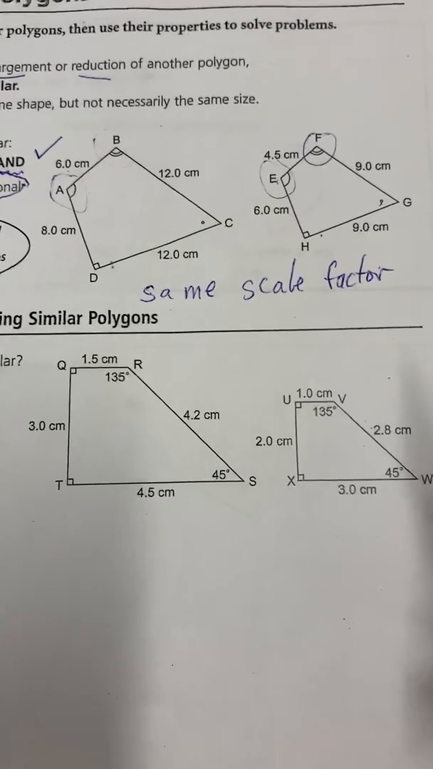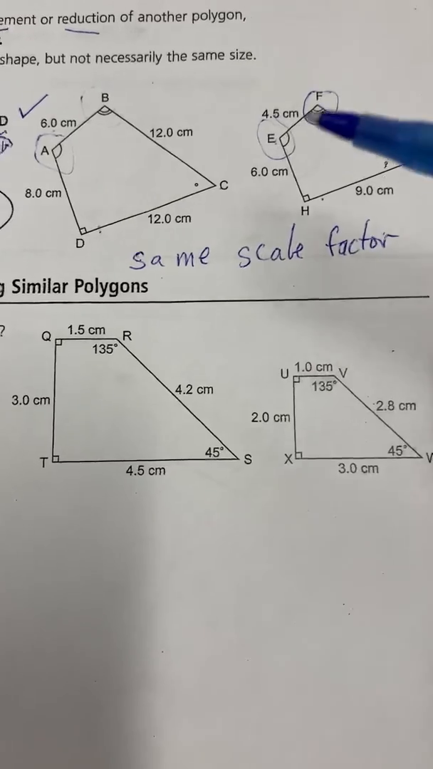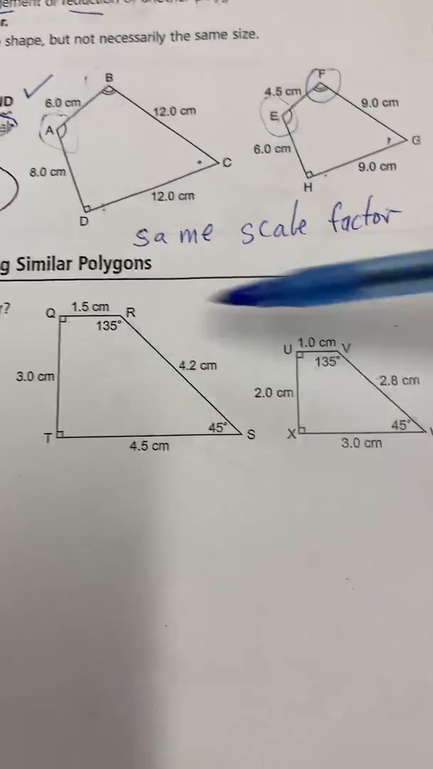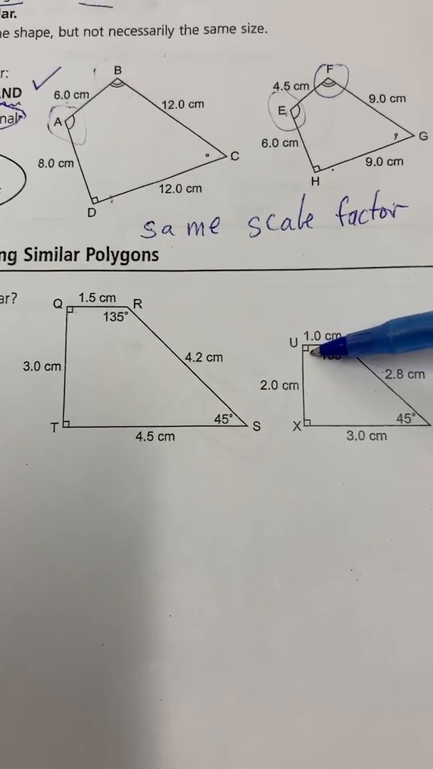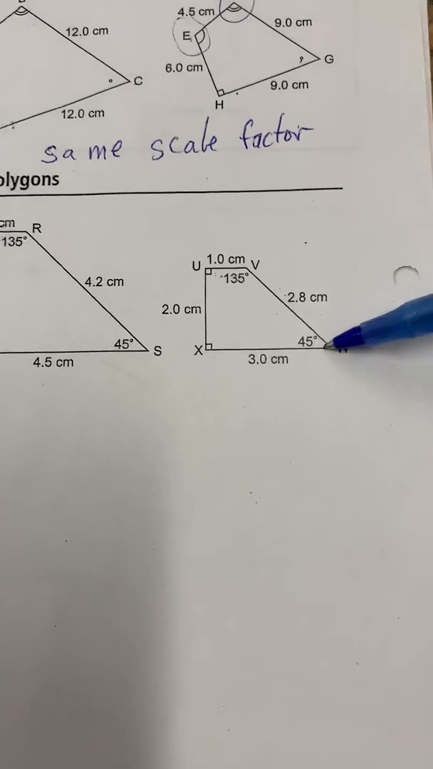Okay, so the first and easiest thing to do is to take a look at the angles. Here we have a 90-degree angle, and the matching or corresponding angle is exactly the same, 90 degrees. Okay, the next one I take a look at is this pointy one down here.